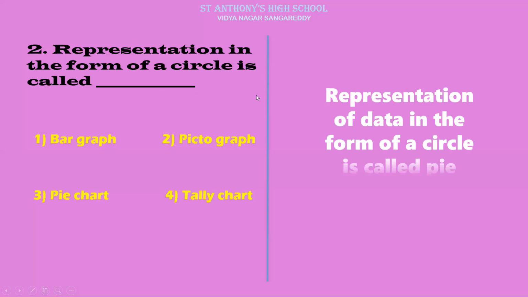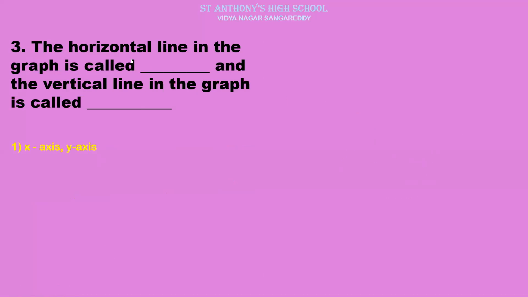representation in the form of a circle is called bar graph, pictograph, pie chart, or tally chart. Can I get your answers in the chat box? Pie chart, Hasid Sai, very good. Pie chart is the correct answer. The definition of pie chart is representation of data in the form of a circle. Very good, Nikhil. Answer 3.